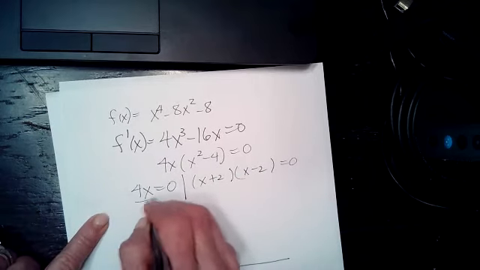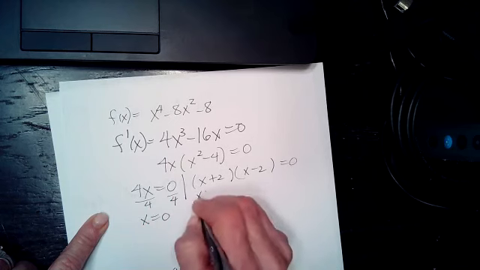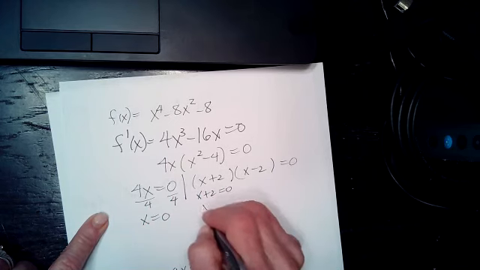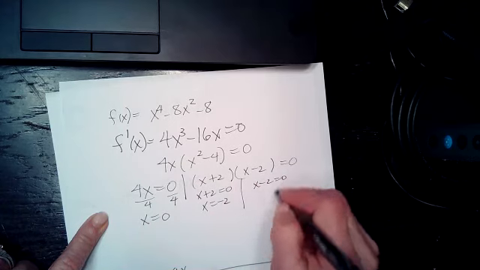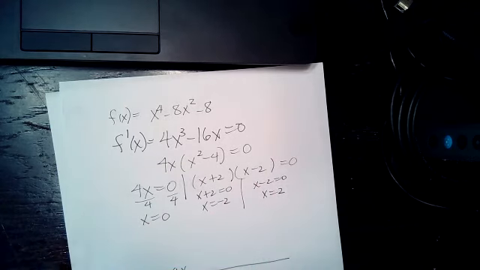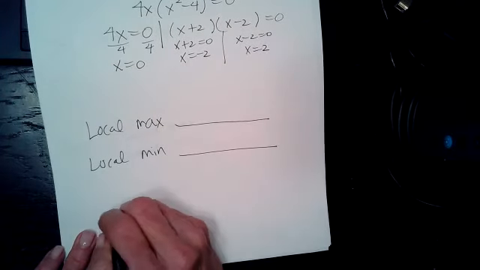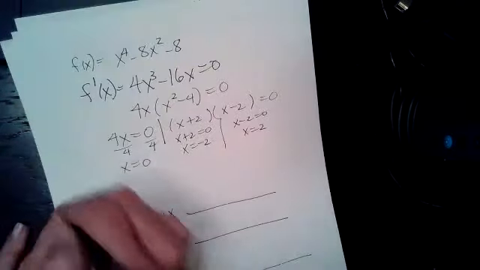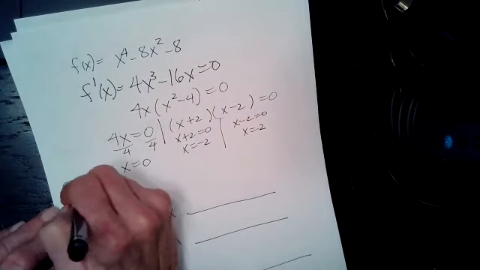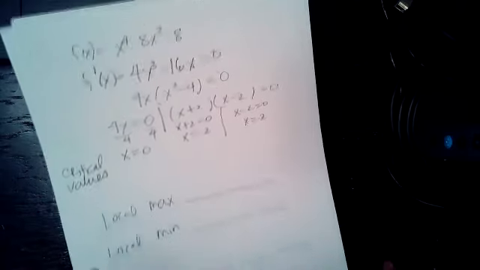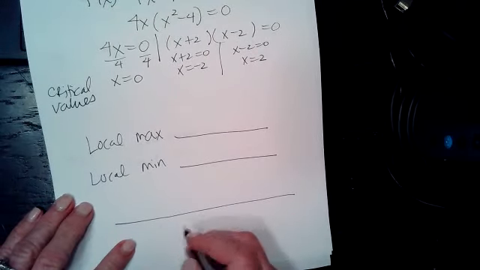Okay, so when I set 4x equal to 0, I solve it and I get x is 0. X is negative 2. And x is 2. Okay, so I'm going to put my critical values. These are my critical values. On my number line, in order, negative 2, 0, and 2.